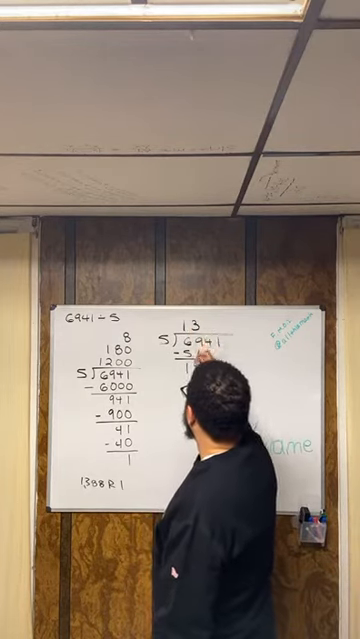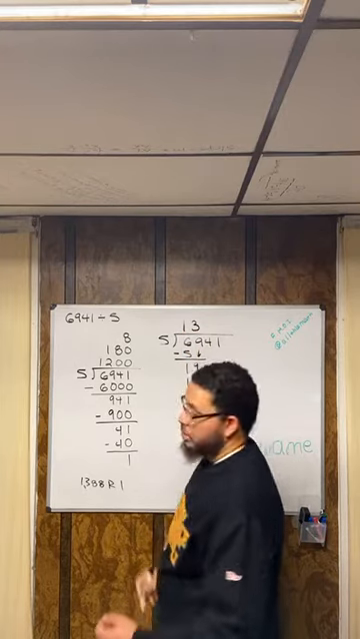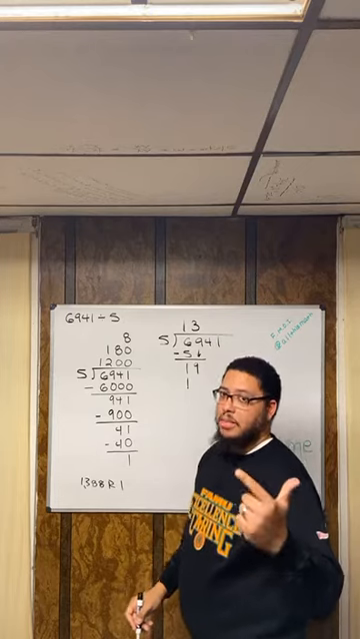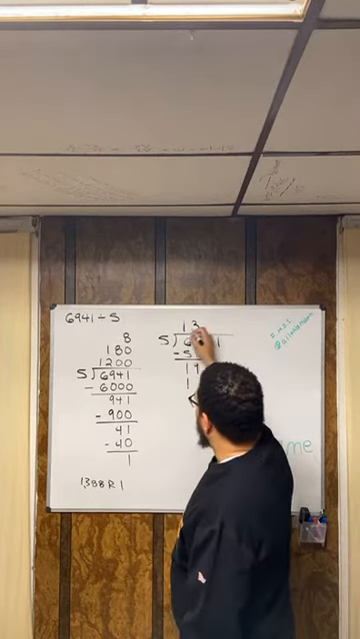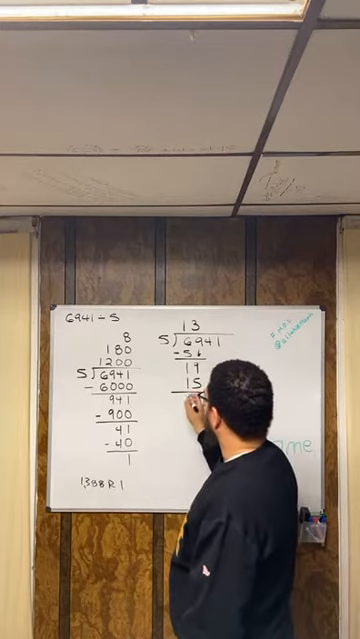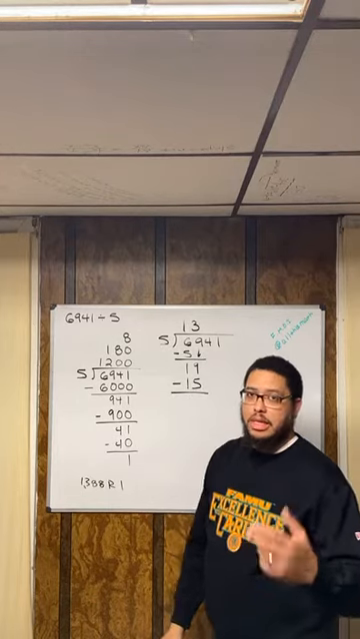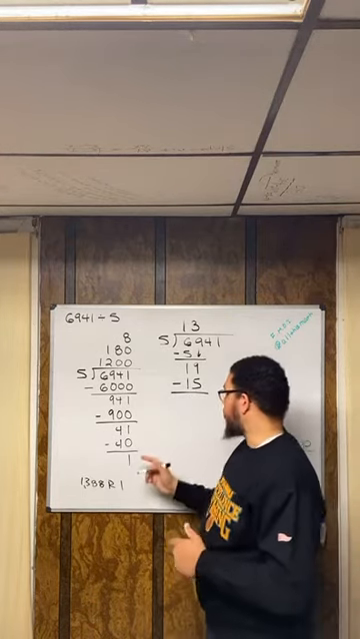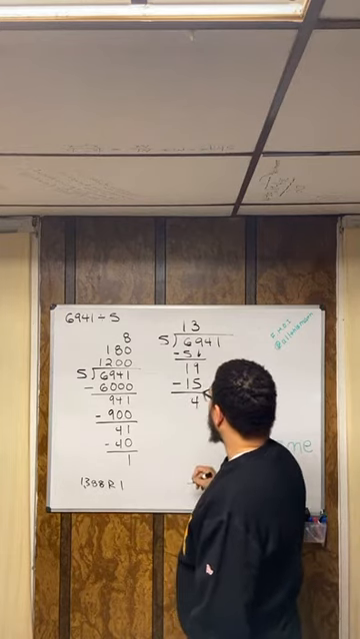So you write your 3 up here. 5 times 3 is 15. Remember, DMS. Divide, multiply, subtract. Now, multiply 5 times 3. You write the product down here. Then you write your subtraction sign. That's the S in DMS. Now we subtract. 19 minus 15 is 4.